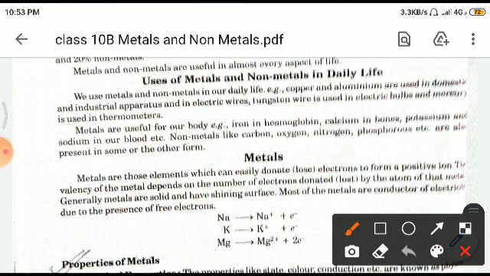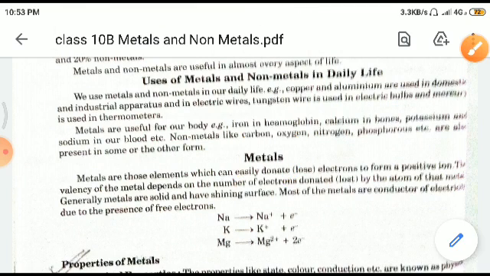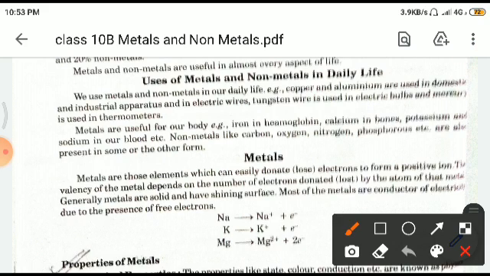Now, metals are those elements which can easily donate or lose electrons to form a positive ion. The valency of each metal depends on the number of electrons donated by it. As you can see here, in the first equation, sodium donates one electron to form Na plus, which is a positive ion. Similarly, potassium donates one electron to form potassium ion, and magnesium donates two electrons.